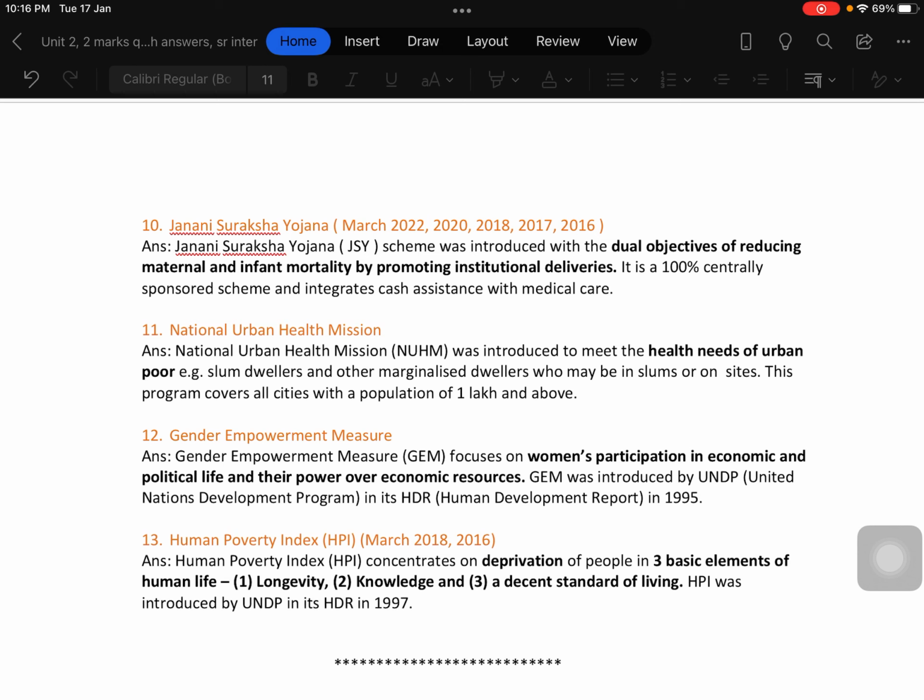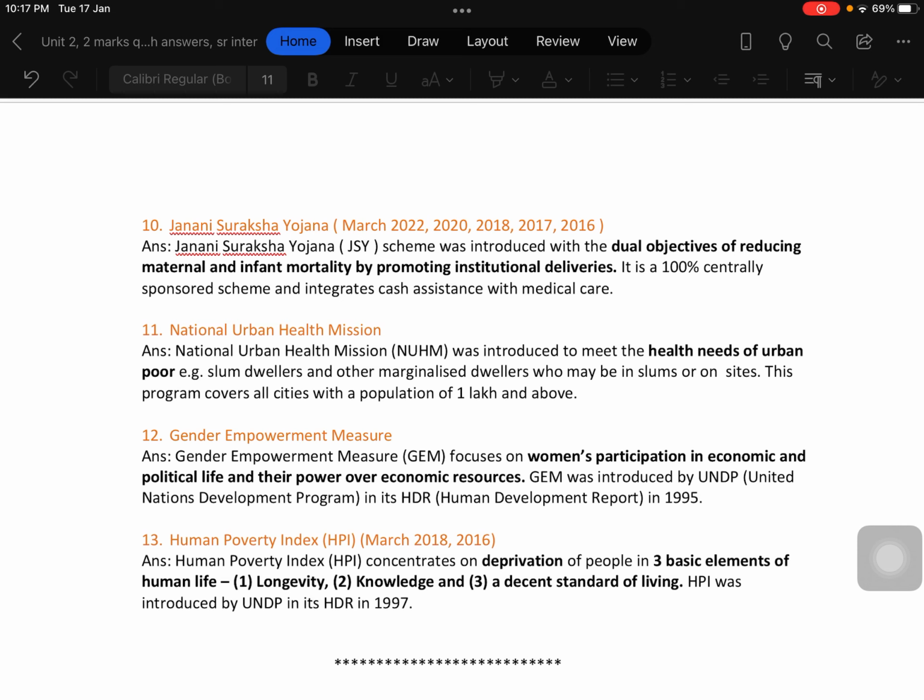The next question is the National Urban Health Mission. Just like the National Rural Health Mission, for the urban people, the government started the National Urban Health Mission. NUHM was introduced to meet the health needs of the urban poor. So who are all the beneficiaries? Especially slum dwellers, that is, people who are residing in slums, and other marginalized dwellers, the very poor sections, marginalized people who may be in slums or on sites. So either they are living in slums or on the streets or the sites. This program covers all cities with a population of 1 lakh and above.